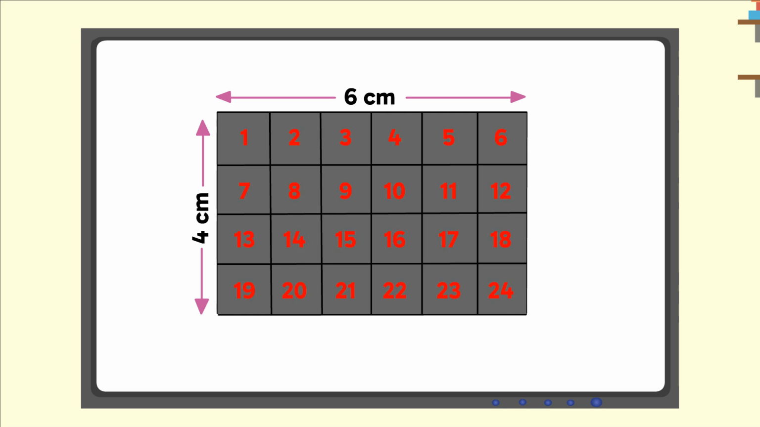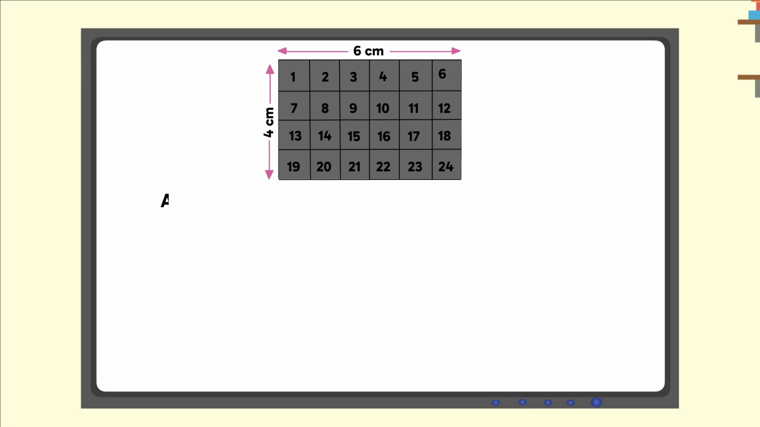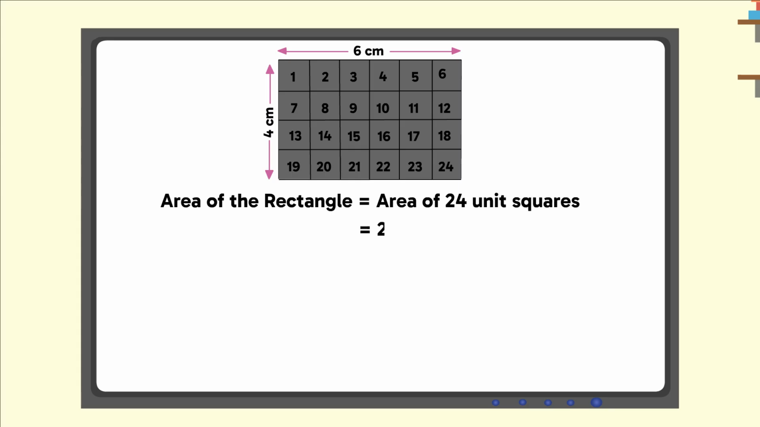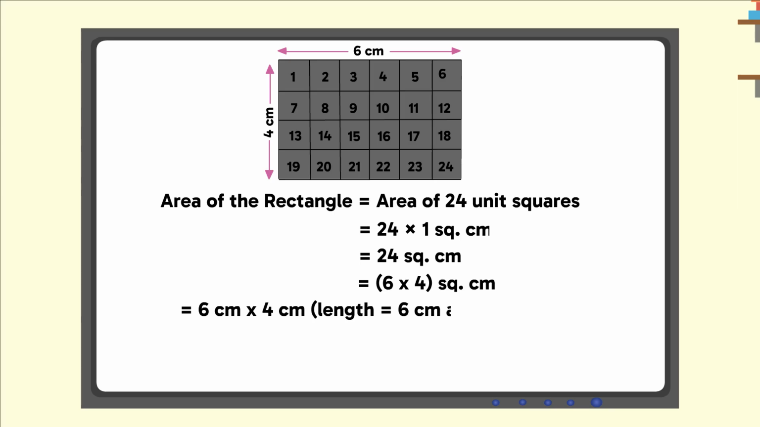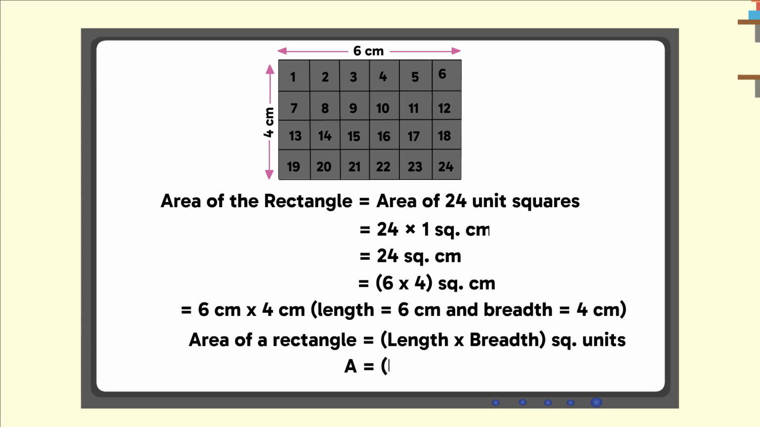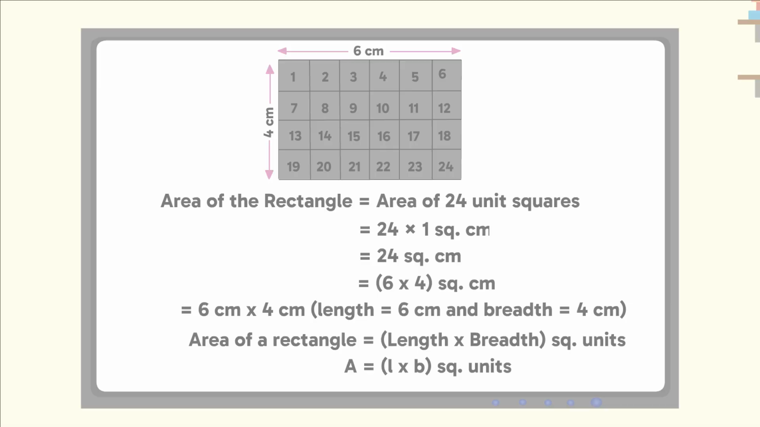It is 24. So, the area of the rectangle is equal to the area of 24 unit squares, which is equal to 24 into 1 square centimeter, which is equal to 24 square centimeter. This can be written as 6 centimeter into 4 centimeter. So, we can say the area of a rectangle is the product of its length and breadth square units.